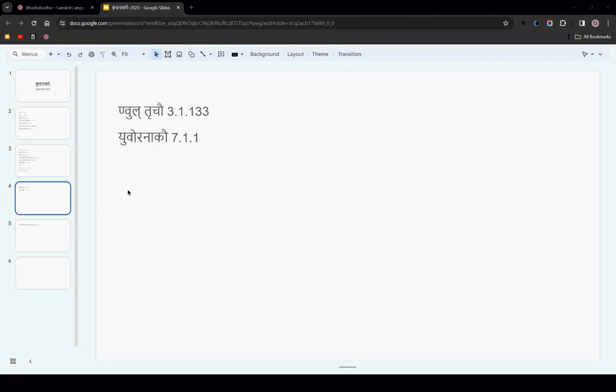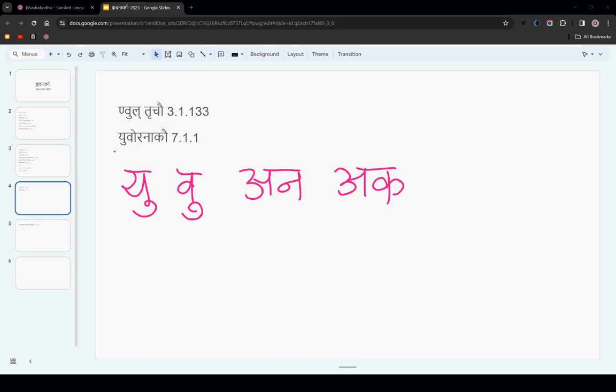Yuvoranakau. So this is another sutra that now comes into the picture. Yuvoranakau is basically simple. In this there is a U and there is a Vu, and there is Ana and there is Aka. So what the sutra is doing is making it a single word, Yuvu, and in that place, Yuvoho is taking the Yuvoranako.